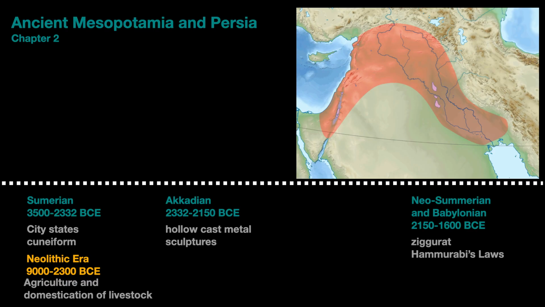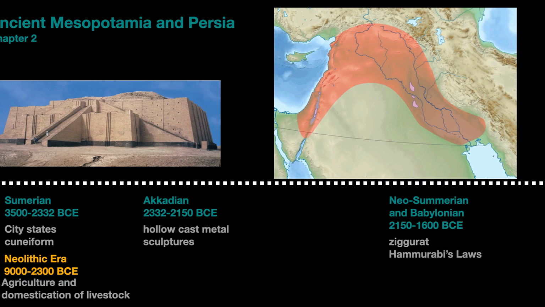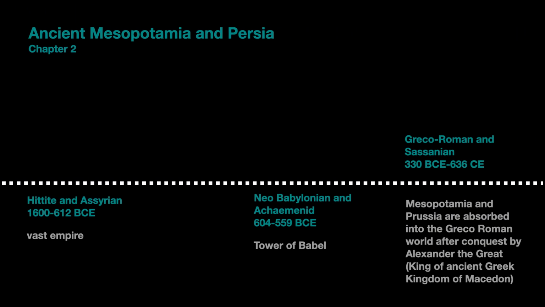Chapter 2 also picks up in the Neolithic era in the Fertile Crescent, spanning modern-day Iraq, Israel, Jordan, Lebanon, Palestine, Syria, northern Kuwait, southeastern Turkey, and western Iraq. We started with the Sumerians, who formed complex city-states, built temples, and began recording communication with writing in the form of cuneiform. The chapter ended when Mesopotamia and Persia are absorbed into the Greco-Roman world after conquest by Alexander the Great.